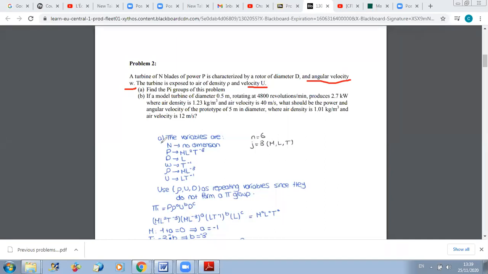Doctor, can I ask one question? Yes, sure. Why didn't we use mu here? Is it because it's not part of the given?